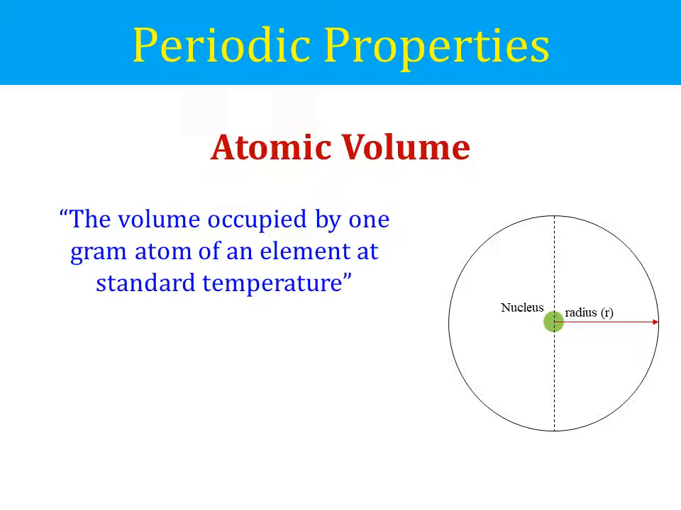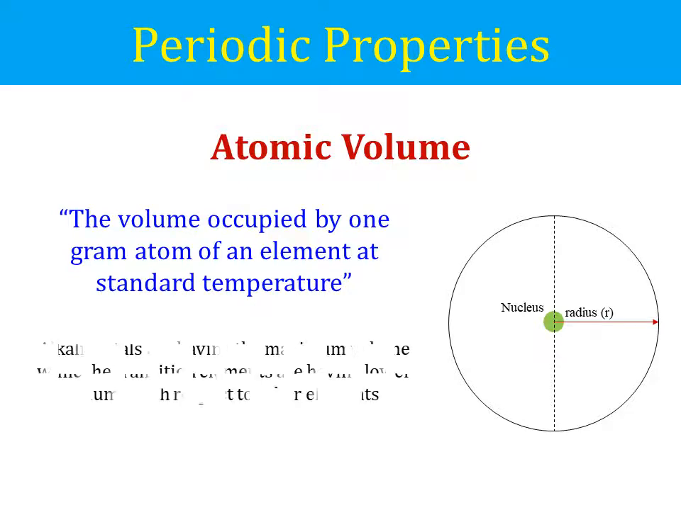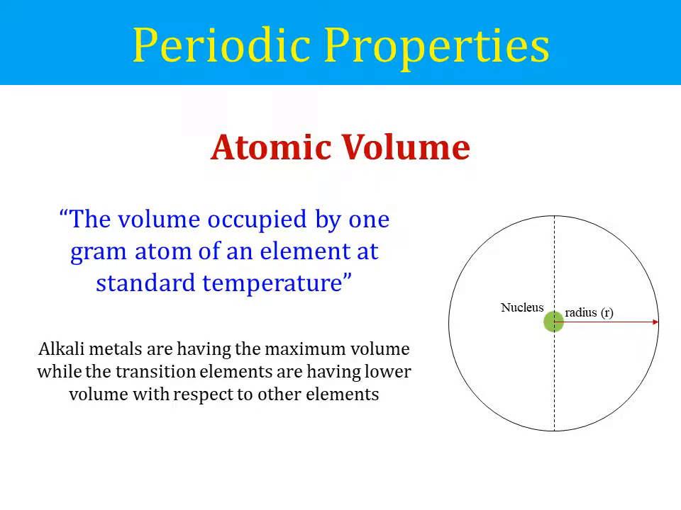We would like to express that alkali metals have the maximum volume, while the transition metals have a very, very low volume compared to the other metals. So alkali metals have the maximum volume, while the transition metals have a lower volume with respect to other metals or elements.